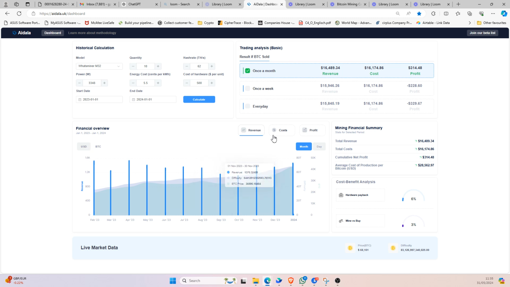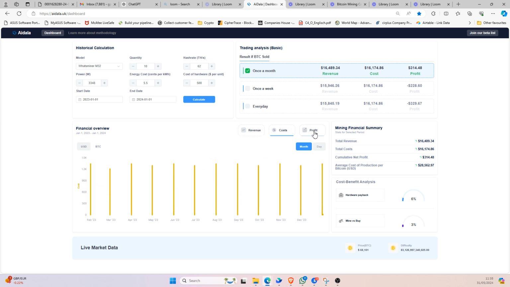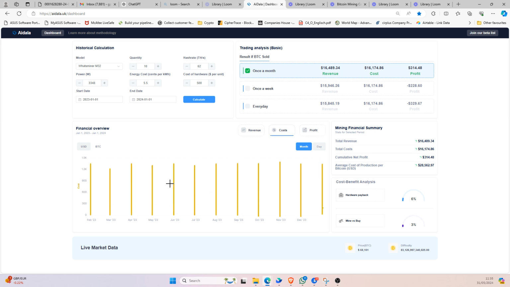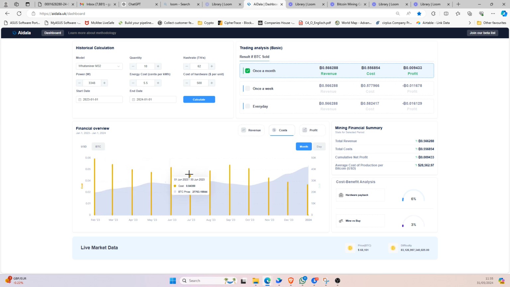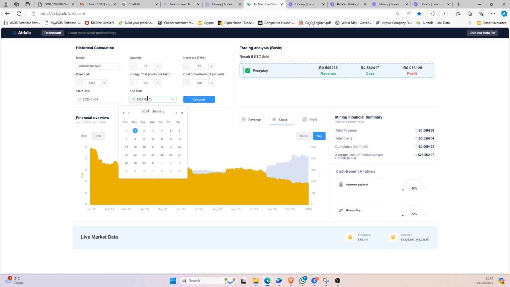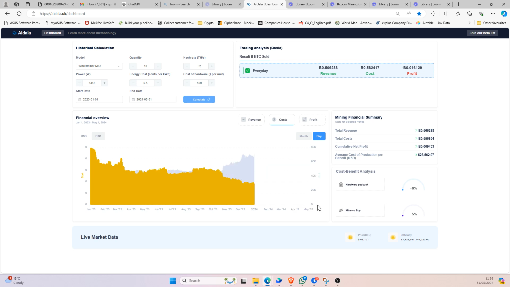Financial overview downstairs can be switched between costs, profits, revenues, again between Bitcoin and dollars. For example, your costs are pretty stable here in USD terms, but in Bitcoin terms it is more volatile, and here we have an overlay of Bitcoins. Here you can have a look also at the daily split, and if we set May of this year, then it's very obvious the hash rate.